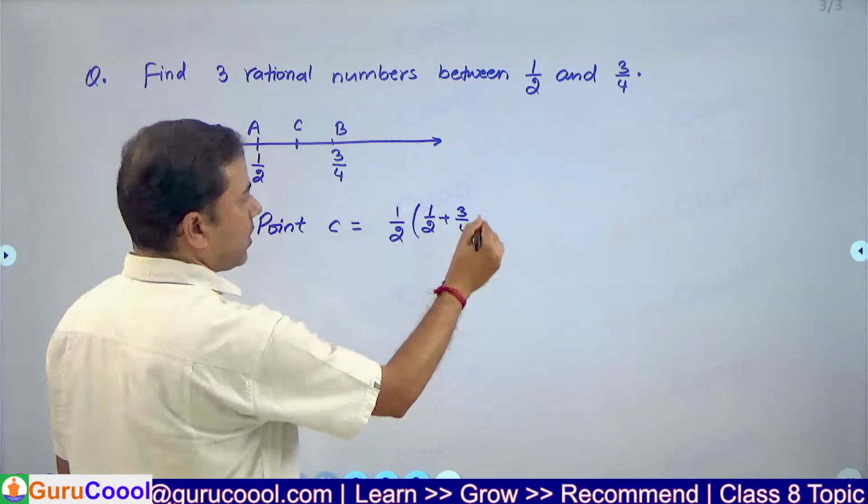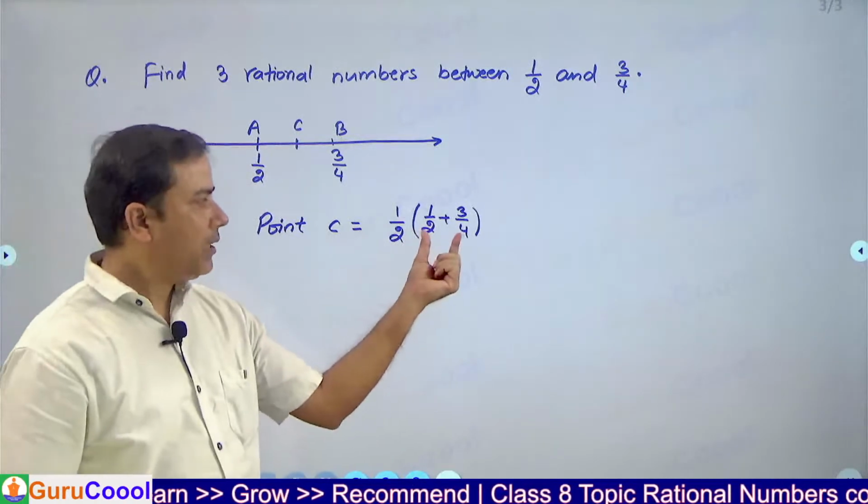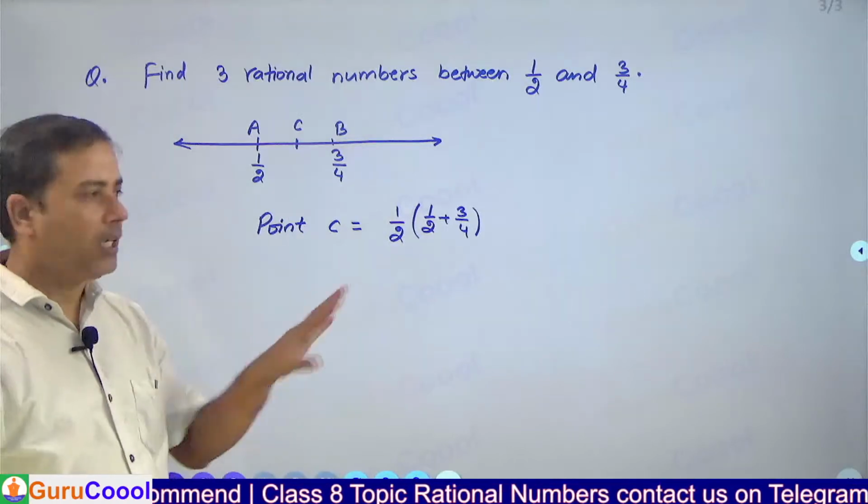I hope this is not a problem for you. That's the same thing, right? We have added the two rational numbers and divided by 2. Just the writing style is different.